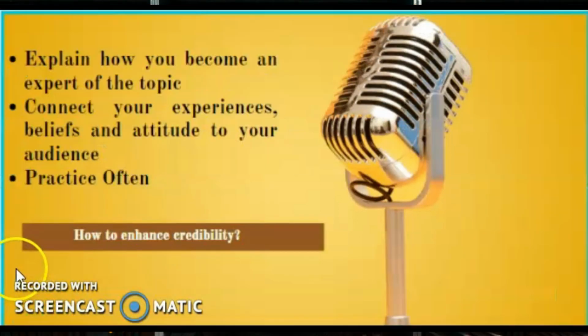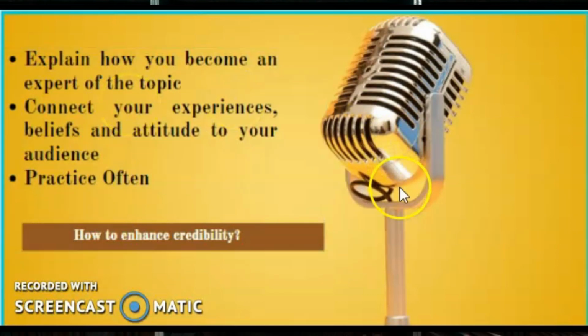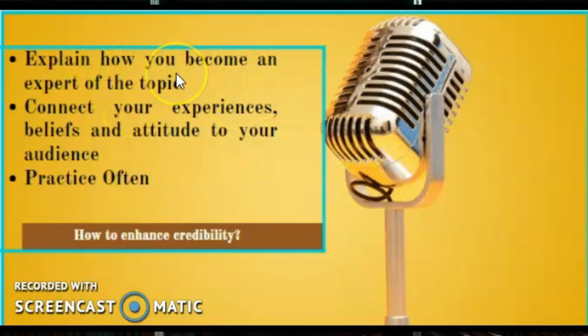So for us to be a credible speaker, the first thing that we can do is that we can explain how we became an expert of the topic. You can just simply say your educational background, your work experiences, so that they will have an idea and so that you can gain their trust that they should really listen to what you're about to say because you are credible enough.